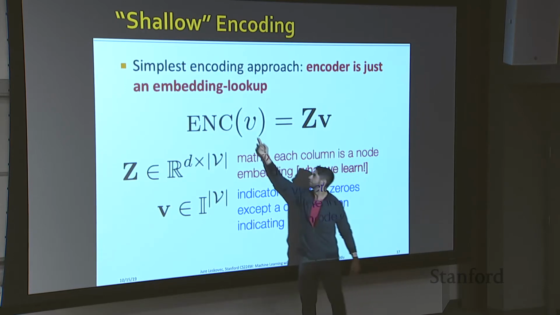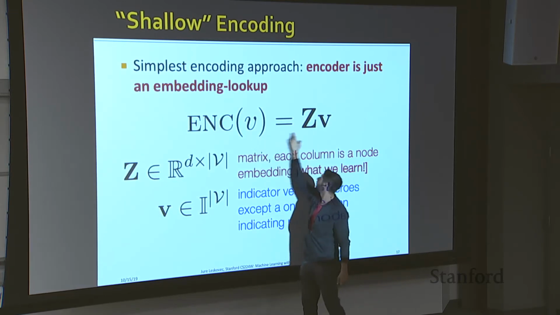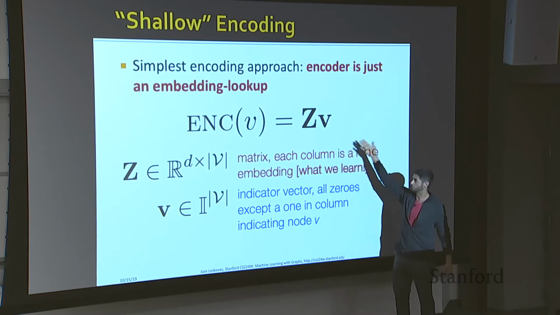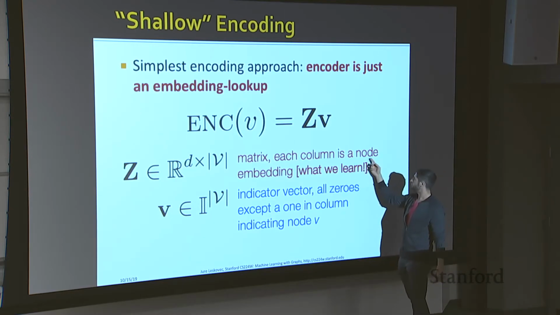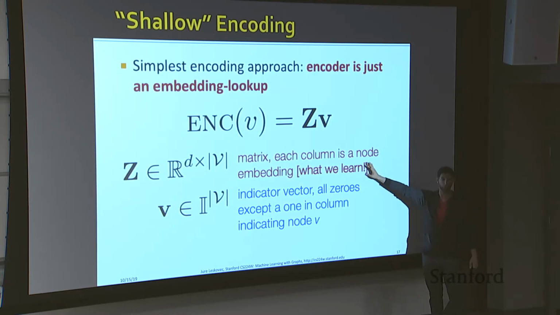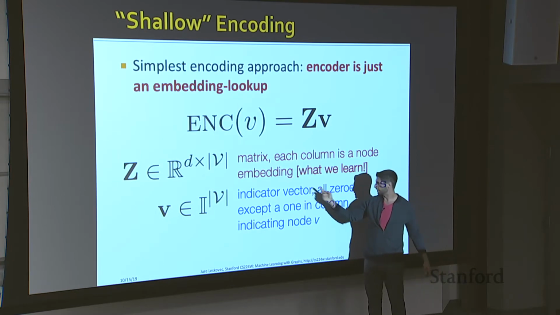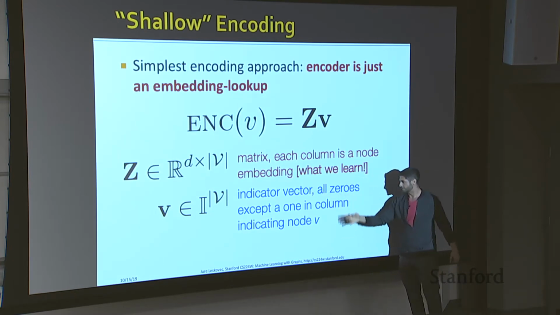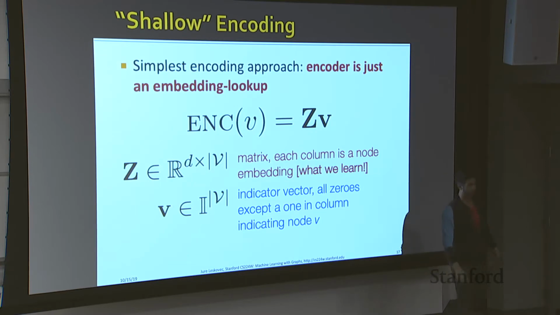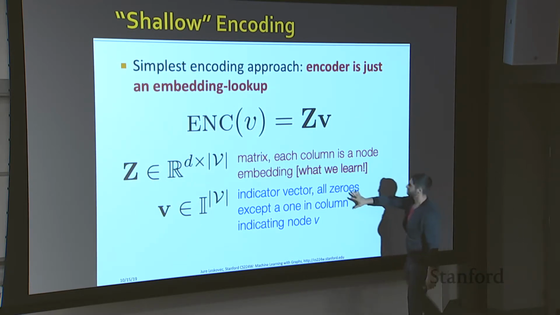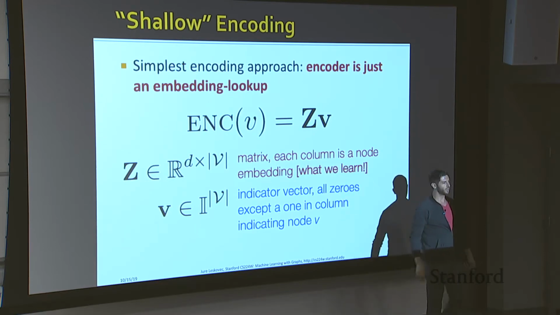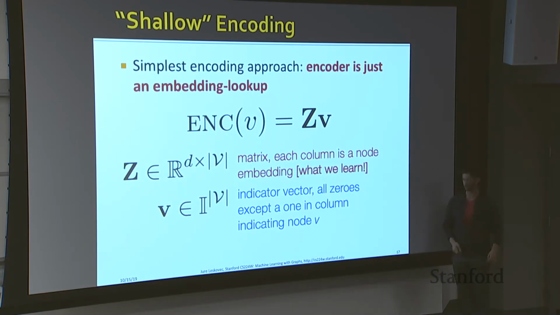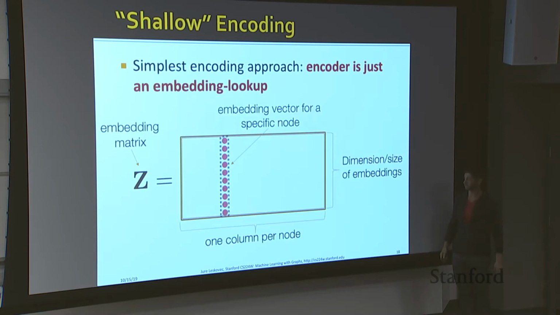Given the node as a key, we're going to return a value, which is a vector that represents the node, okay? So basically, we will have a matrix where each column is a node embedding. This is what we want to learn. And then we're going to have an indicator vector that has all zeros except a 1 in the column indicating our node V, okay? So this is basically how you build a hash table with matrices rather than how you usually do with a standard programming library, okay? So exactly the same concept.